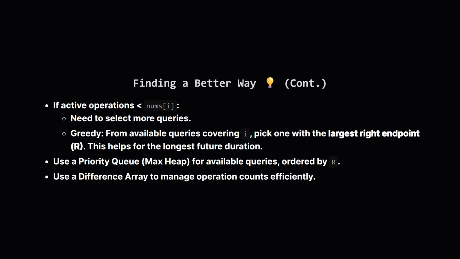Here's the greedy idea. From all the available queries that cover our current spot, let's pick the one that stretches out the farthest to the right, the one with the largest right endpoint. Why? Because this query will potentially help us satisfy demands for the longest possible time. To efficiently get this query, a max priority queue is perfect. It always gives us the query with the largest right endpoint. And to keep track of how many operations are active at i without rescanning all chosen queries, we can use a clever tool called a difference array. This array helps us update the count of active operations efficiently as queries start and end.